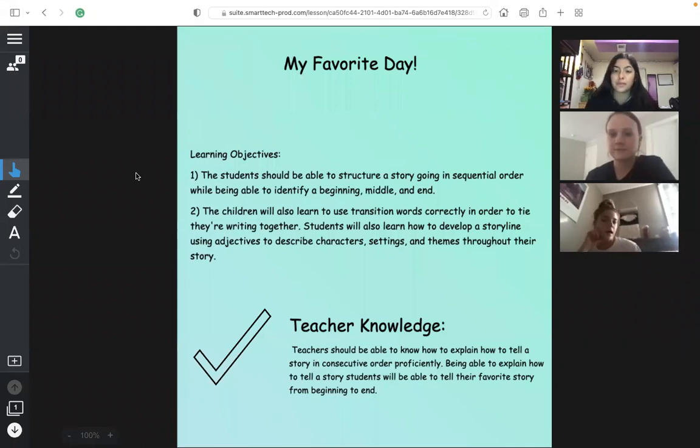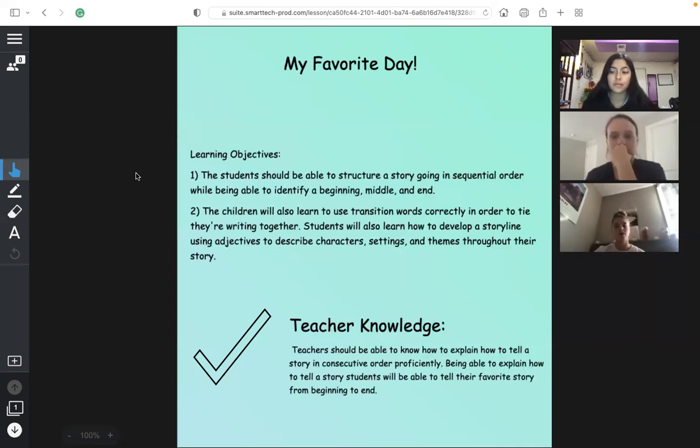Hi, today I am going to be talking about the lesson plan that we created on the Smart Notebook in regards to our classroom's favorite day. So, for the learning objectives, the students should be able to structure a story going in sequential order while being able to identify the beginning, middle, and end of the story.